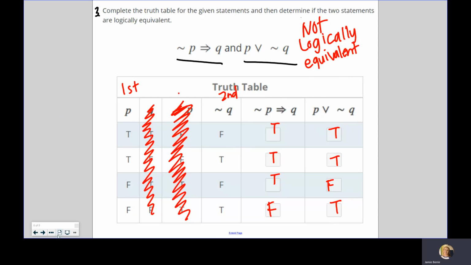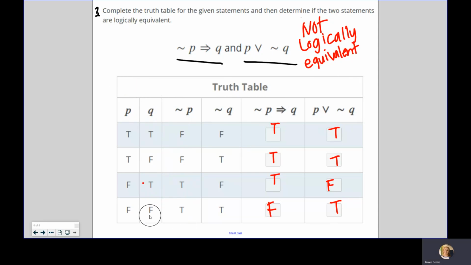Okay, I'm going to just erase all of this stuff so you can see our truth table all together. And again, these are not logically equivalent because the last two columns are not exactly the same. Like here, this is a T, this is an F. Here, this is an F, this is a T.